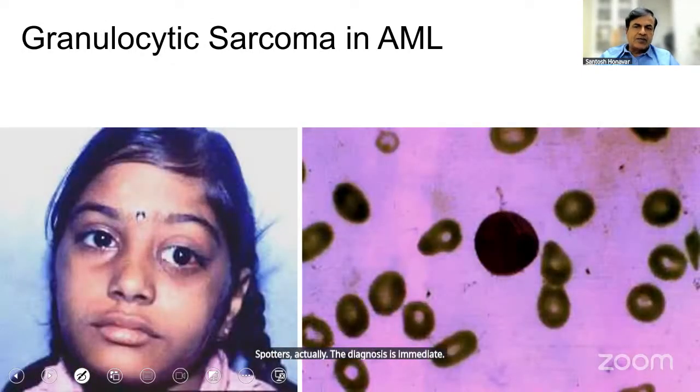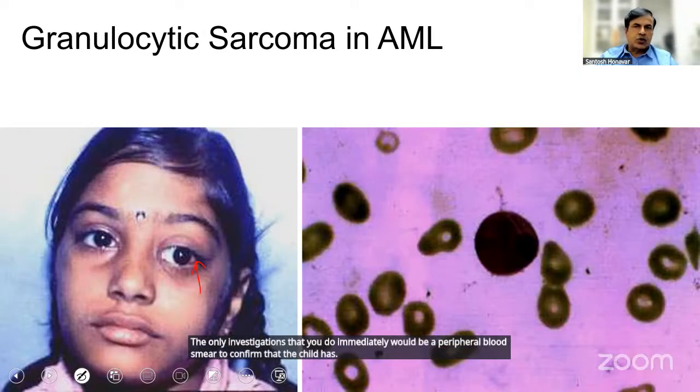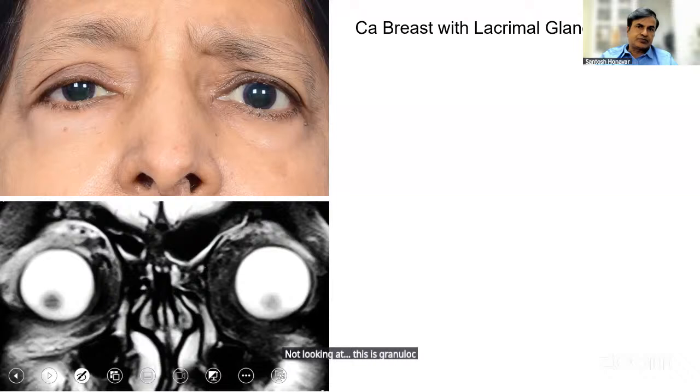If a child were to have unilateral proptosis with subconjunctival hemorrhage, and when you look at the fundus, you find rod spots, the only investigation that you do immediately would be a peripheral blood smear to confirm that the child has not got leukemia. This is granulocytic sarcoma.